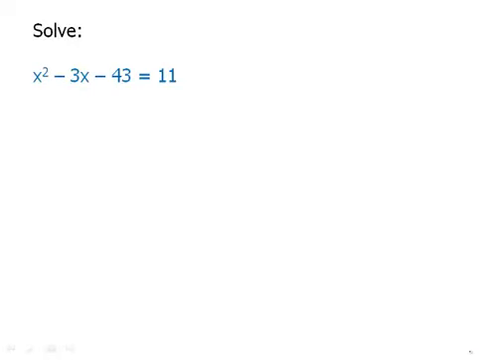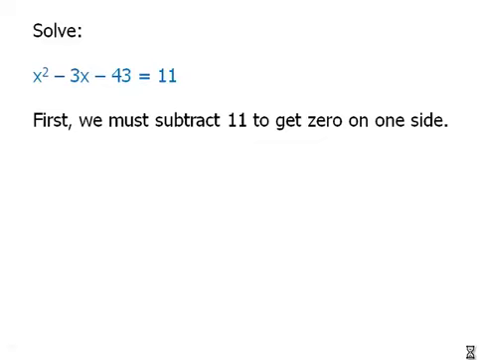Here's another example. Before we can apply the zero product property, we have to have something that equals 0. So our first step is going to be to get the quadratic equal to 0. And we're going to do this by subtracting 11 from both sides.